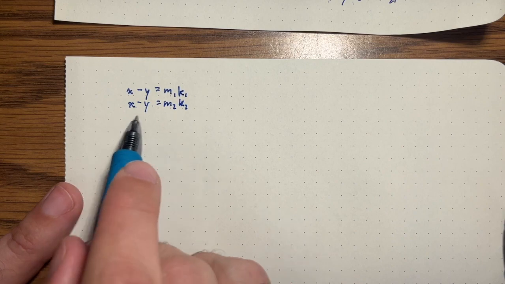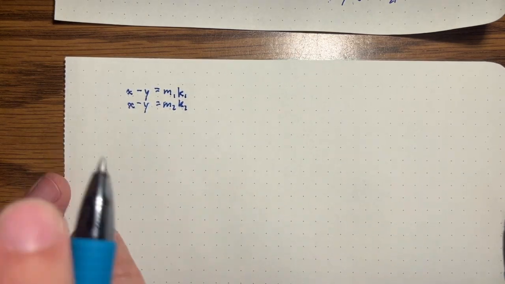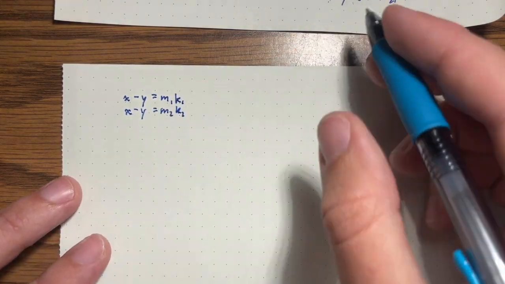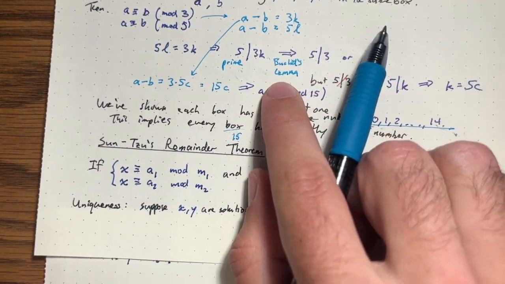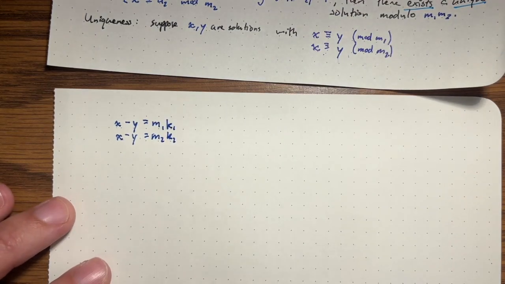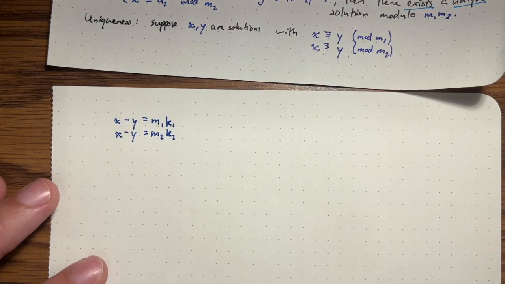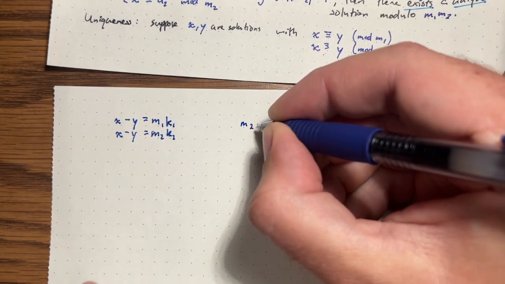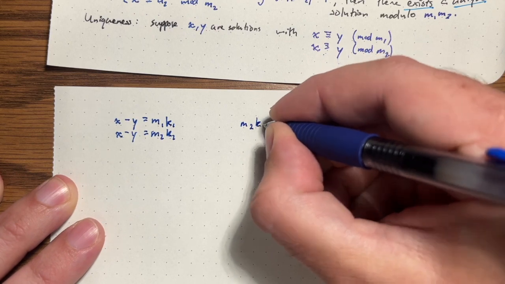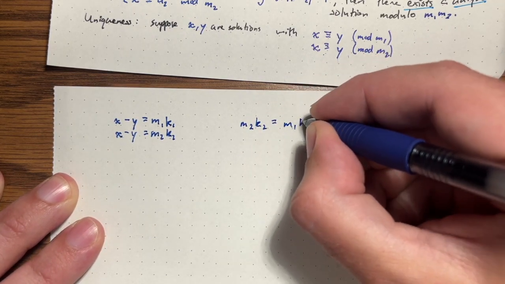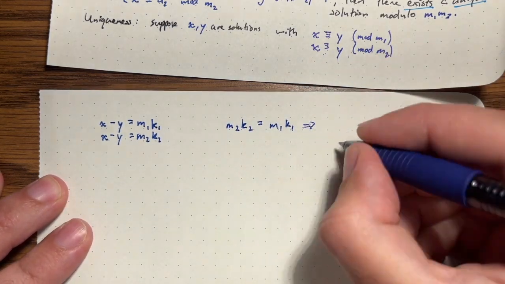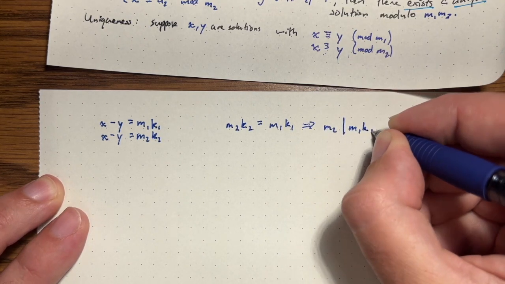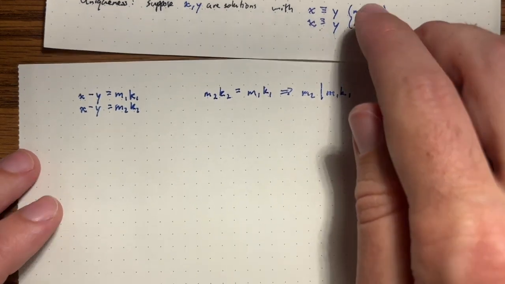You can also try doing things like multiplying these two equations, but it turns out that it doesn't really get us what we need. So we really need to use something deeper here, which is some version of Euclid's lemma. So here's what we want to do. We know that these two things, they both equal x minus y. These are as integers even, right? So m2k2 is the same integer as m1k1, which in particular implies m2 is going to at least divide this product.